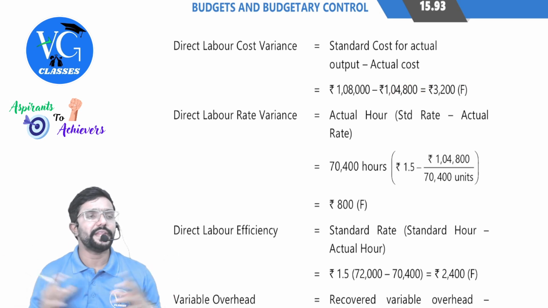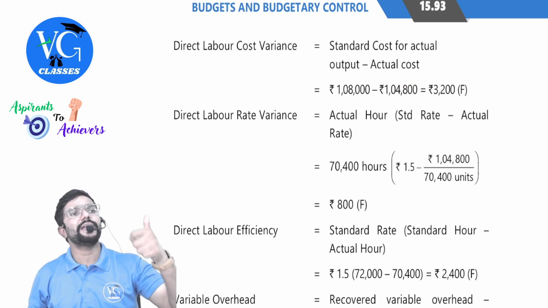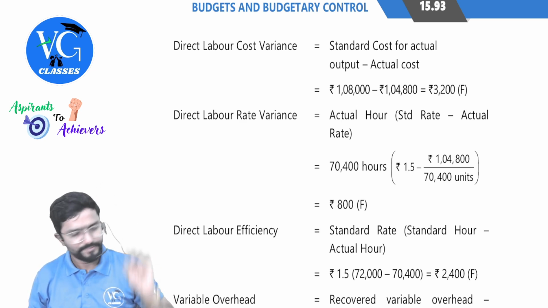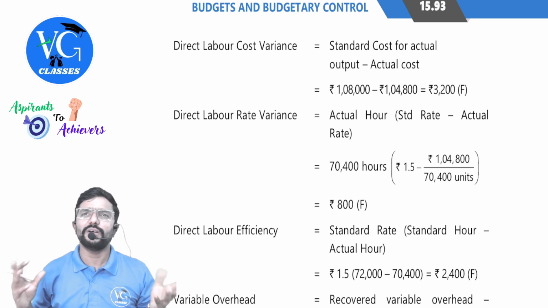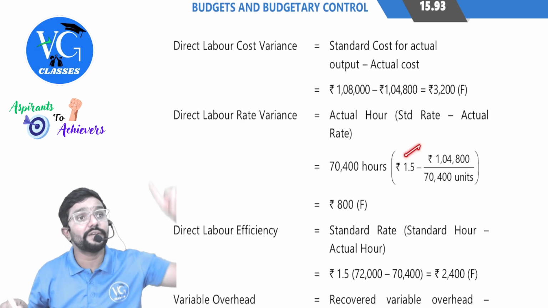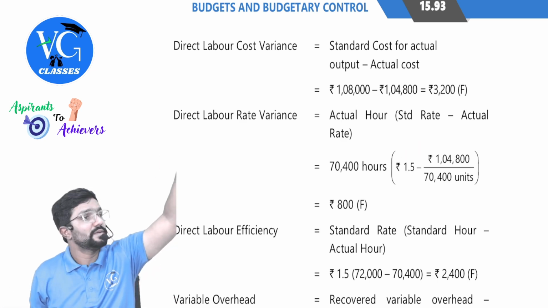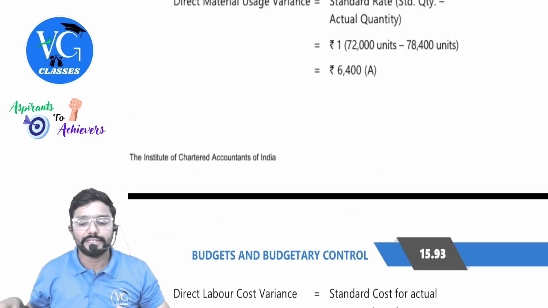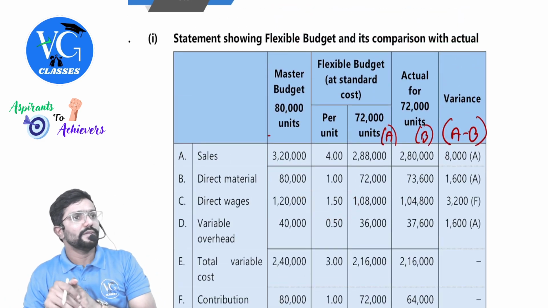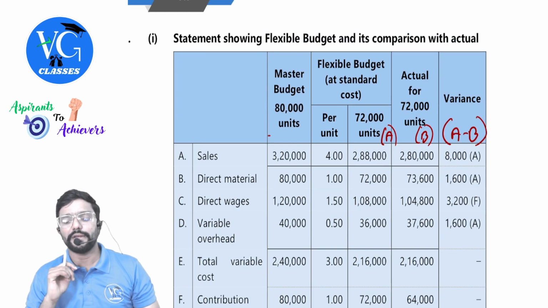Direct labor rate variance. What is the formula? Standard rate minus actual rate into actual hours spent. Clear? And here spent and worked are one and the same because there is no idle time. Yes, sir. Standard rate 1.5. They have given it in the question. You can check. 1.5 is given, guys. If you want, I can show it here also. 1.5. For each hour, the payment is 1.5.